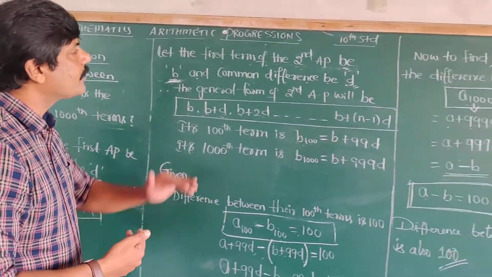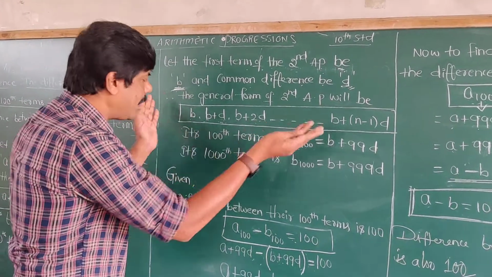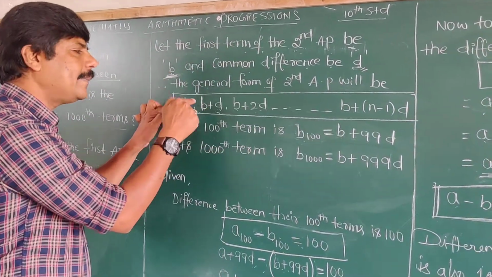Understand, children? Now, the first term and the common difference we have got, so we are forming the AP. B is the first term. Adding D becomes the second term.